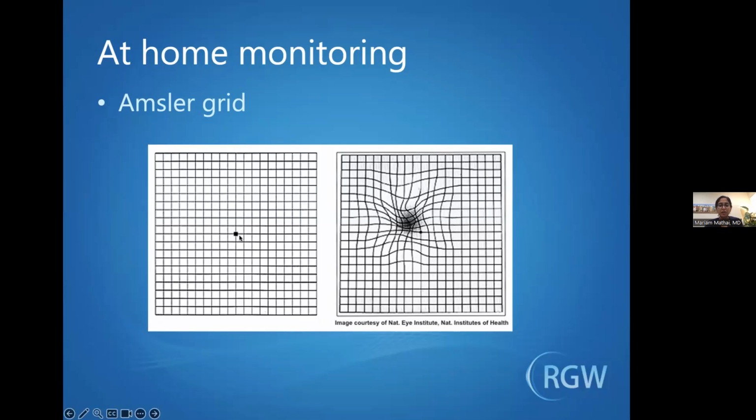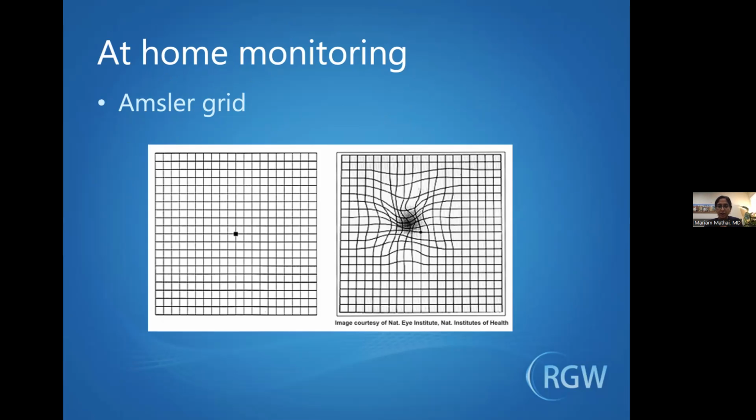And on the Amsler grid, if you're seeing blackout areas or areas of distortion where these lines look wavy, or the lines look like they're pushing in or pulling out towards you, that is concerning for possible age-related macular degeneration. I usually tell my patients to keep a copy of these grids in a cupboard that you open a lot or on your refrigerator, so that at least 2-3 times a week you see it and do a quick check, one eye at a time, to look at that center area for any new distortion, as a good reminder.